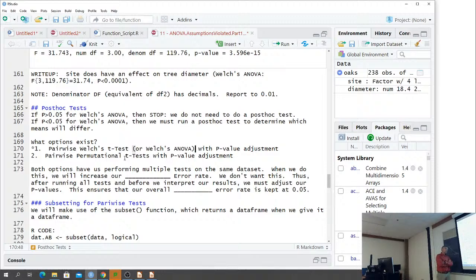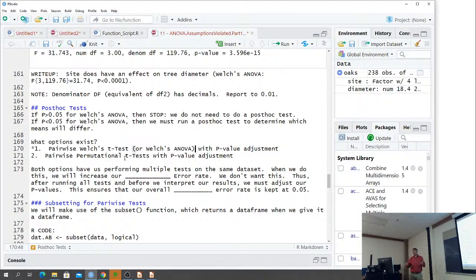But if you really wanted to do something different, you could always run pairwise permutational t-test, which means we're going to run randomized t-tests. We're going to get a p-value for each comparison, and then we have to adjust it. All right, so both options have us performing multiple tests on the same data set. And we're not talking about using the first two columns in one test and the next two on the second test and the next two on the third test. No, each test is going to be utilizing one column multiple times.